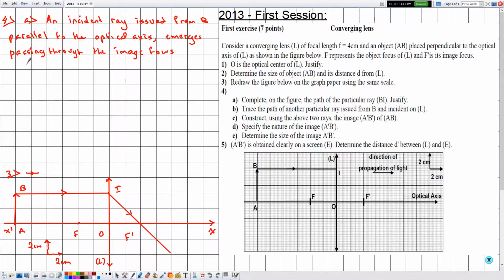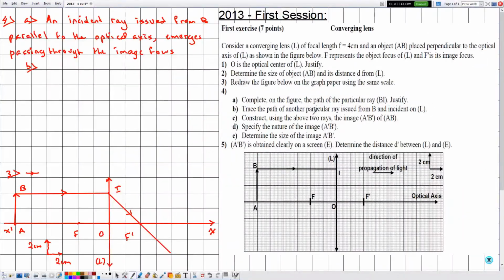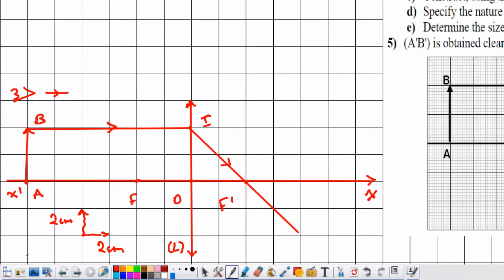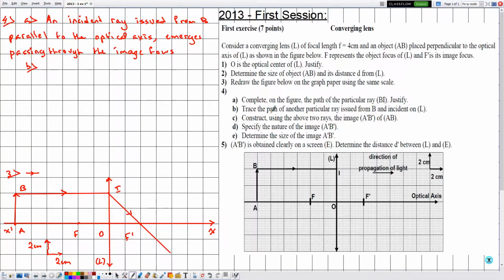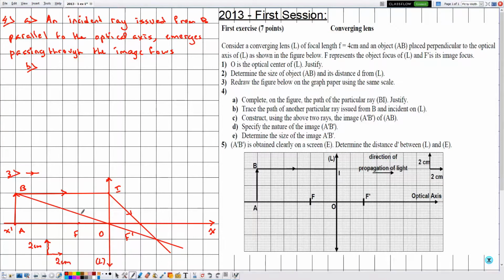And now in part B, they are telling me trace the path of another particular ray issued from B and incident on L. So they didn't specify which ray I should draw, okay? So here we have 2 choices, either one passing through the optical center or passing through the object focus. So we'll consider the one passing through the optical center. They told me trace, so no need to justify. This is an incident ray issued from B passing through the optical center. We know that it will emerge without deviation, and we don't forget arrows on light rays. Okay, so done for part B.